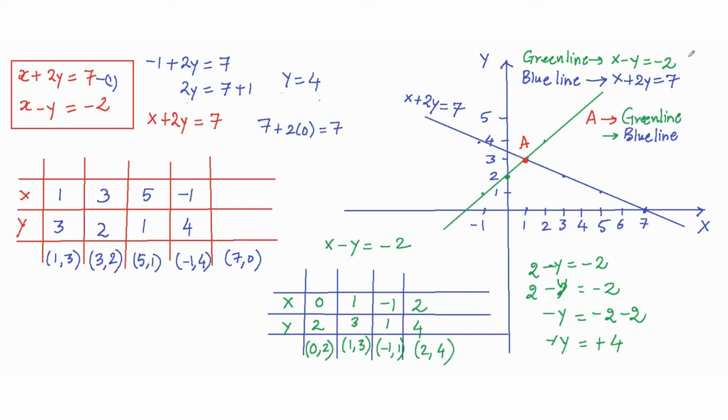Therefore, A satisfies x minus y equal to minus 2, as well as x plus 2y equal to 7, and therefore the point A is the solution to your set of simultaneous equations, because x is 1 over here and y is 3, I believe. So x equal to 1 and y equal to 3 satisfy both the equations. That is why that point lies on both lines, and therefore the solution to these simultaneous equations is (1, 3), which basically means x equals 1 and y equals 3.